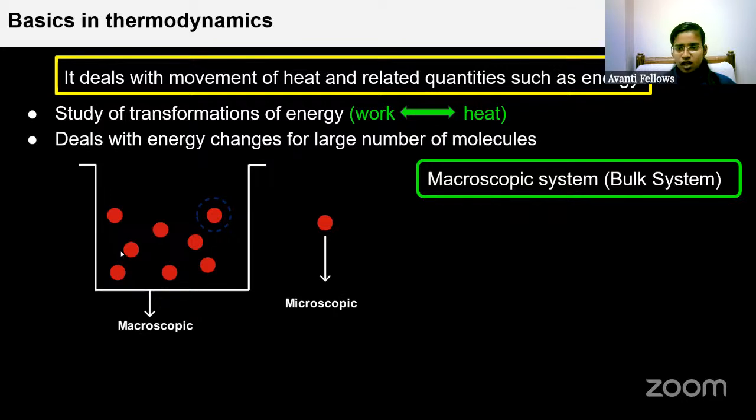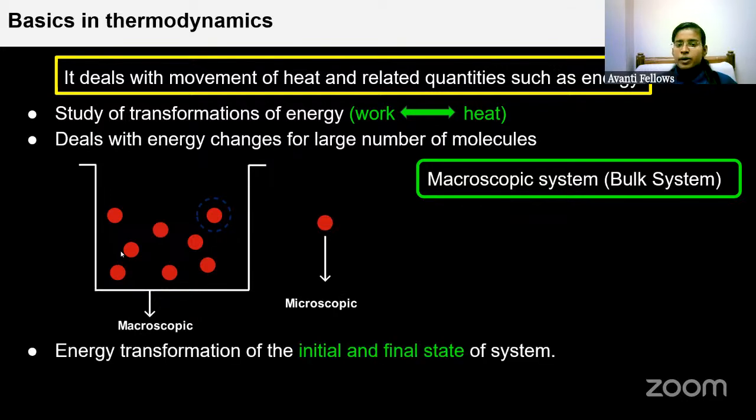The energy transformation from the initial state to the final state of the system happens here. What is the initial state, and after the transformation, what is the final state of the system? That kind of information is taught here. So this is about the basics, the meaning of thermodynamics. Now let's go for the significance. There are three significances.